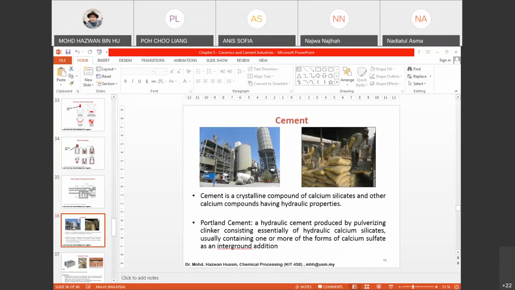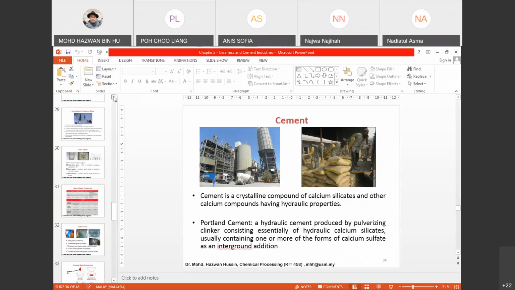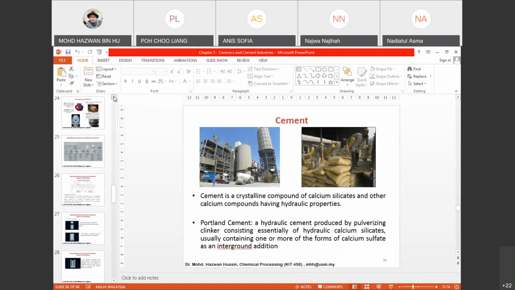Today we are going to continue what we have learned in chapter 5, the last part in chapter 5, which is on cement industries. But perhaps before that, we can recap a bit what we have learned yesterday. Yesterday we learned about ceramics and also glass.